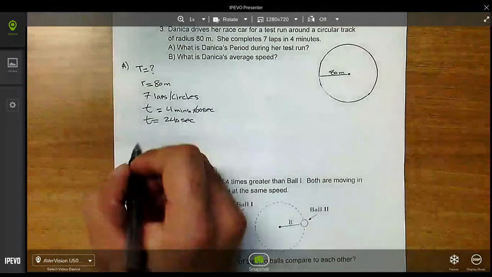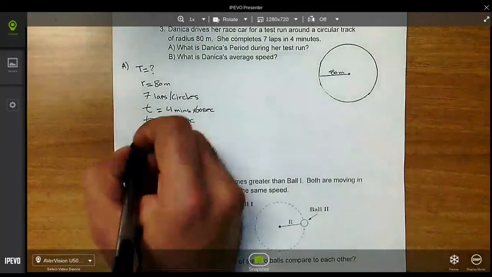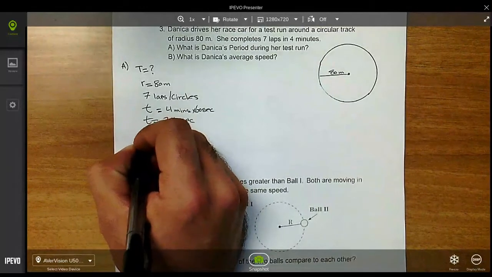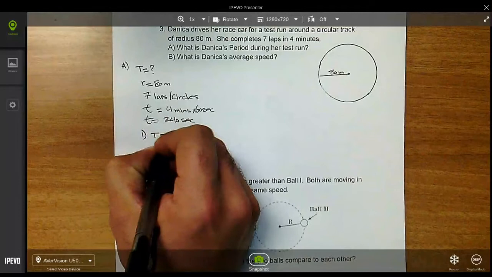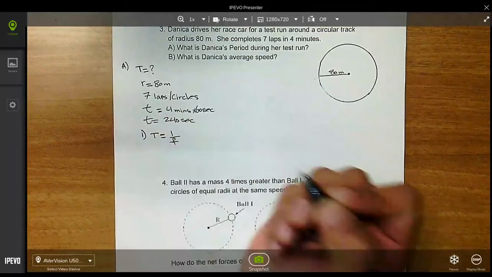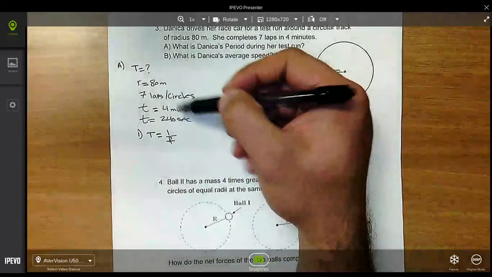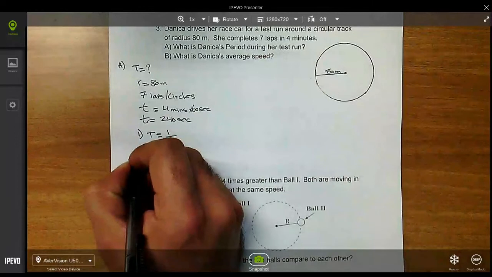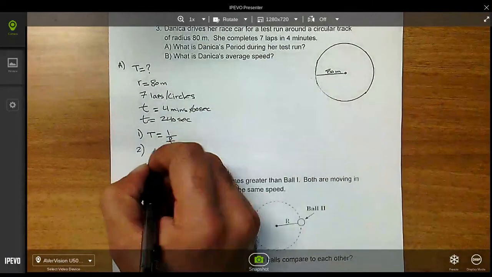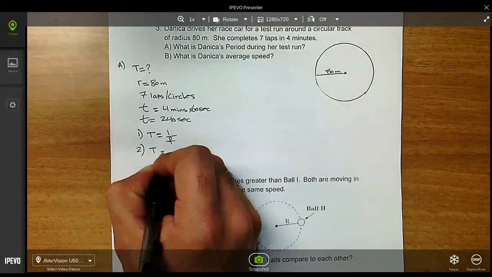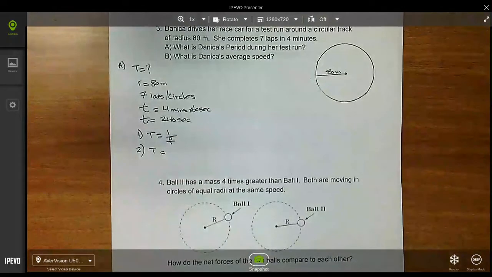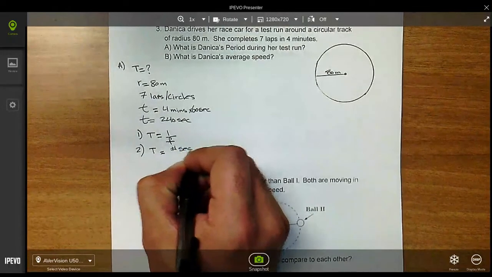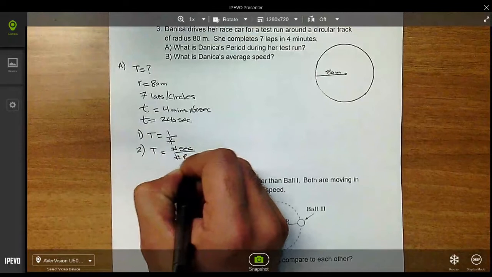So if you watched the previous videos, you've noticed that there are two different ways to solve for period. The first one is using equation 42, and that is period is equal to 1 over frequency, or 1 over f. Now, we did not have f over here. There's no way for us to find f, so we can't use that method right now. However, there's a second method: when you're solving for period, you can use T is equal to the number of seconds over the number of revolutions or circles.